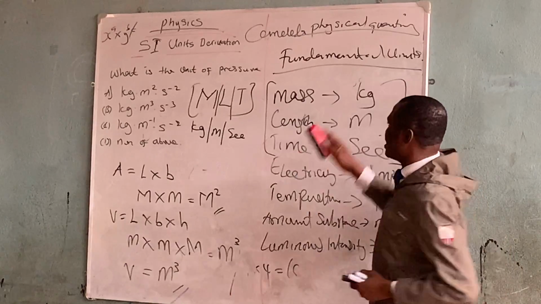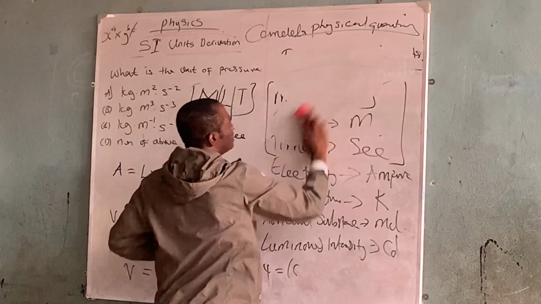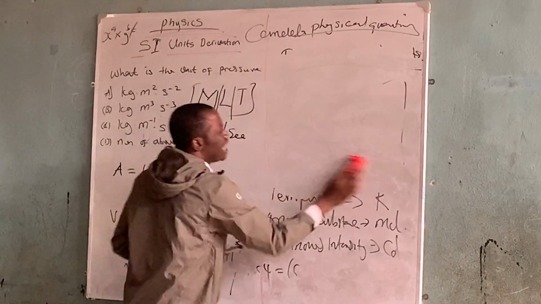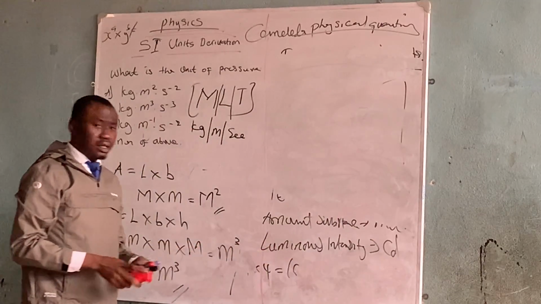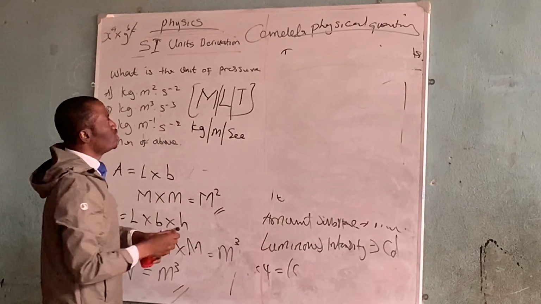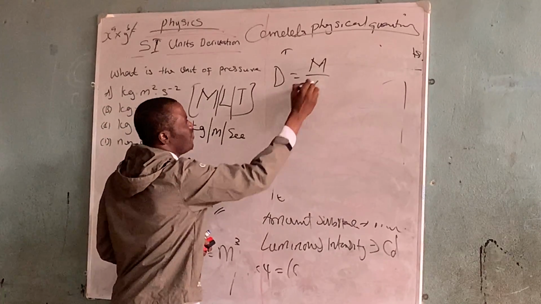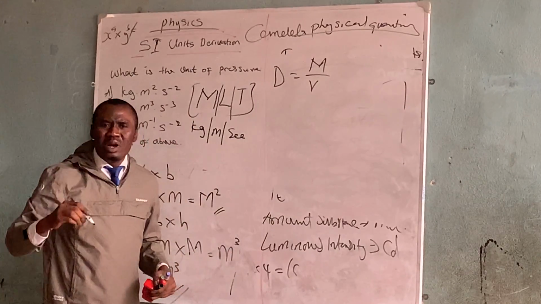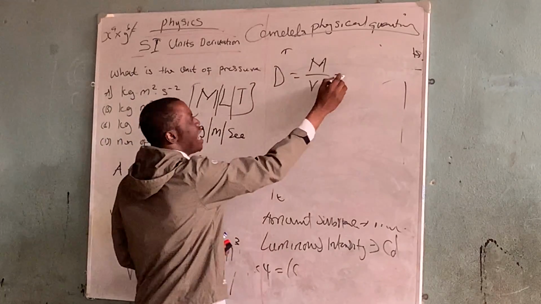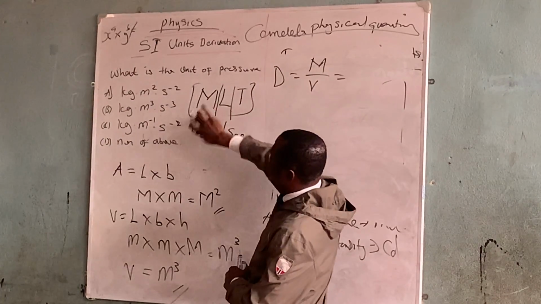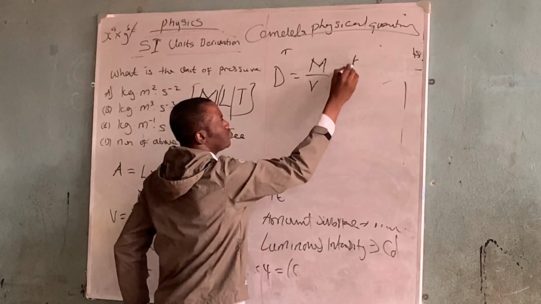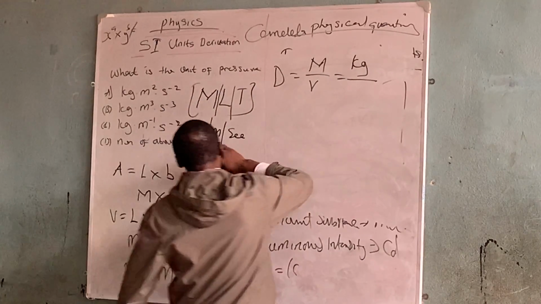Let's deal with this. Let's do which one now? Density. So, what is the formula for density? Mass over volume. Good. So, density is mass over V, volume. What's the unit for mass? Kilogram. Divide. What's it for volume?